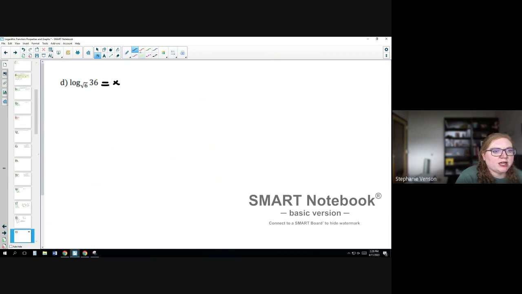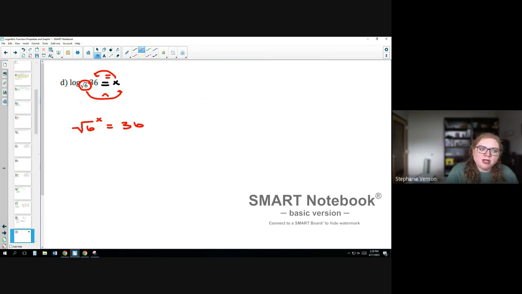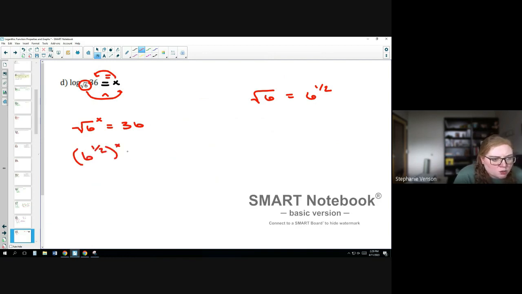So we'll set that equal to x, and square root of 6 raised to the x set equal to what's inside. Now here I'm going to have to reach back in my memory to some things that we did in a previous unit. Previously we learned that the square root is the same thing as the 1/2 power. So the square root of 6 can be rewritten as 6 to the 1/2 power. So this is the same thing as 6 raised to the 1/2 power, raised to the x.